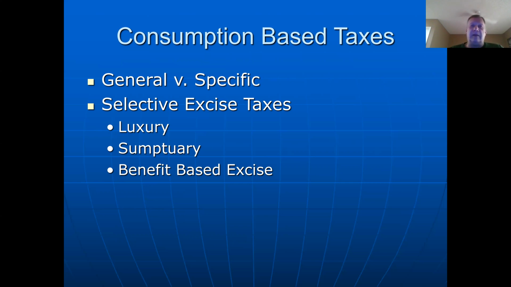Then another type of selective excise tax is a sumptuary tax. These are sometimes called sin taxes. So taxes on alcohol, taxes on tobacco products, those are sumptuary or sin taxes. The problem with sumptuary taxes is that sometimes they are presented to the public in a hypocritical way. So you'll have elected officials say, we are going to propose this sumptuary tax, this tax on tobacco products.